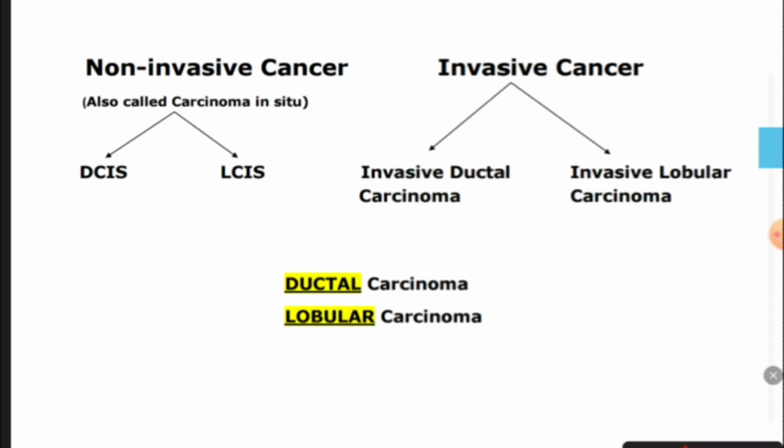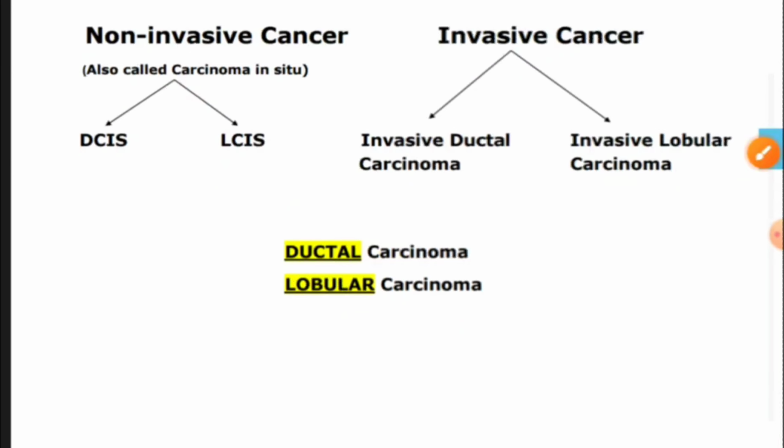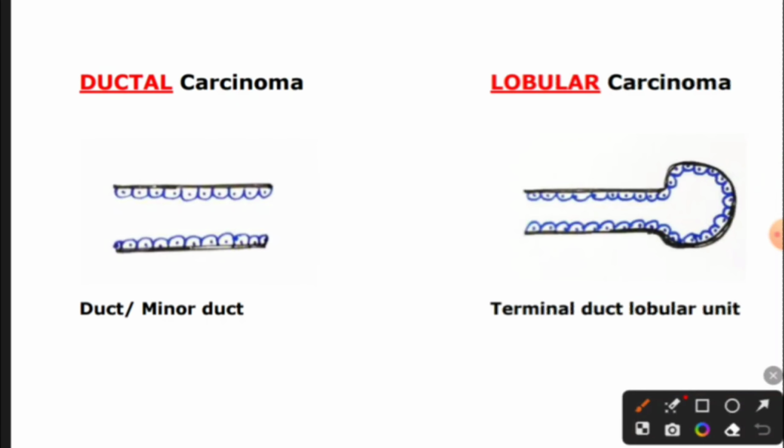Now, a non-invasive cancer, which is also called carcinoma in situ, can be divided into ductal carcinoma in situ and lobular carcinoma in situ, while an invasive cancer is divided into invasive ductal carcinoma and invasive lobular carcinoma. Here we see there are two terms, one is ductal carcinoma and another is lobular carcinoma. Now, what is a ductal carcinoma and what is a lobular carcinoma? Ductal carcinoma is the cancer which arises from the duct, while lobular carcinoma is the cancer which arises from the terminal duct lobular unit.